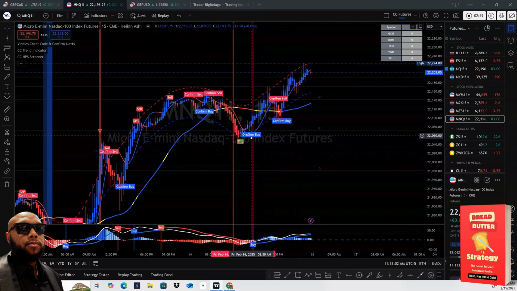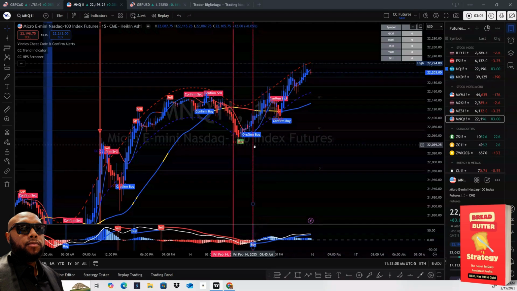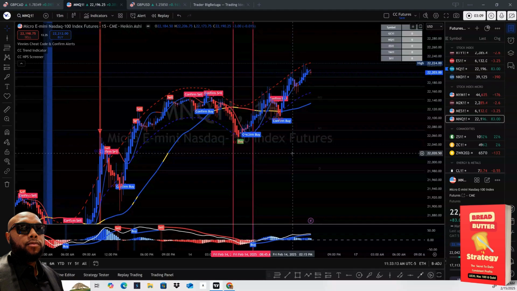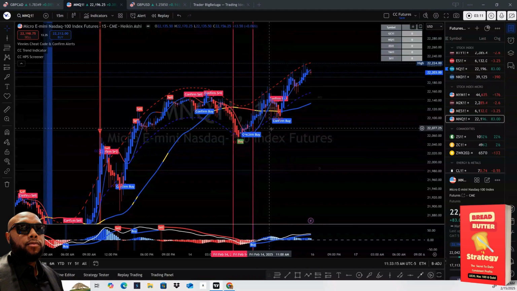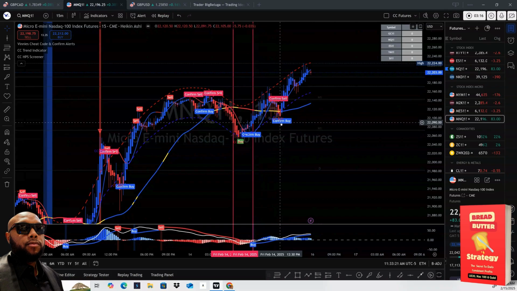So we got a confirmation buy here that happened at 8:30. We had a MACD buy signal at 8:45. Any of those entries would have been cool, and then price shot up. Then price pulled back. We had another opportunity for a buy.